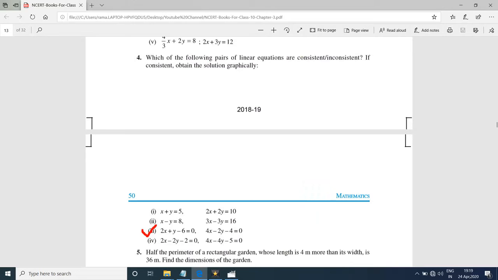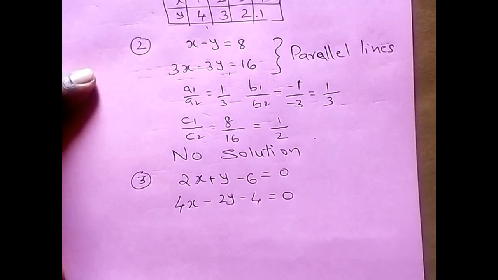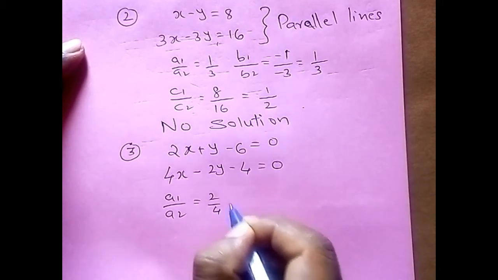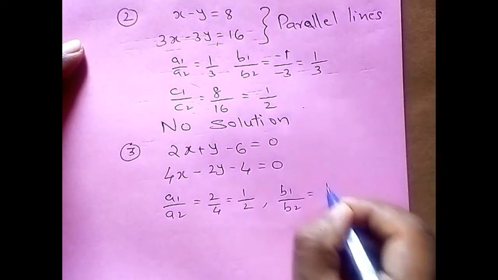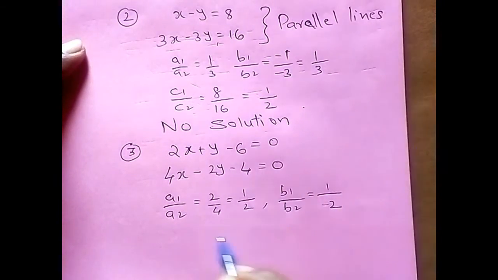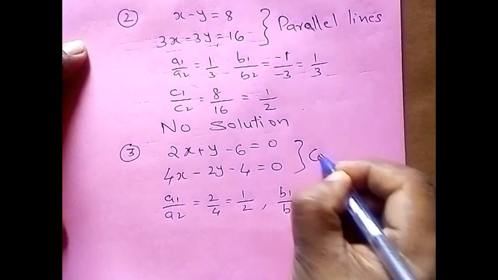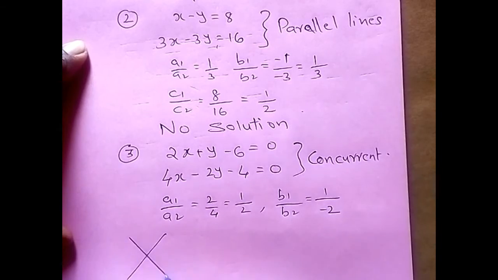2x plus y minus 6 equal to 0. 4x minus 2y minus 4 is equal to 0. A1 by A2 equal to 2 by 4 is equal to 1 by 2. B1 by B2 is equal to 1 divided by minus 2. So A1 by A2 is not B1 by B2, so the lines are consistent, concurrent. So they are meeting in a single point like this. So we will get a clear solution here.